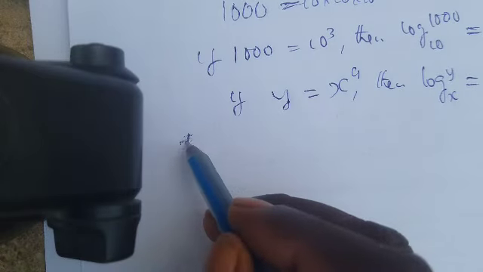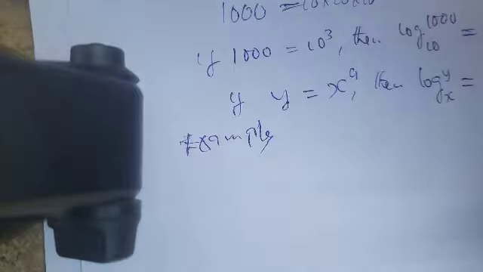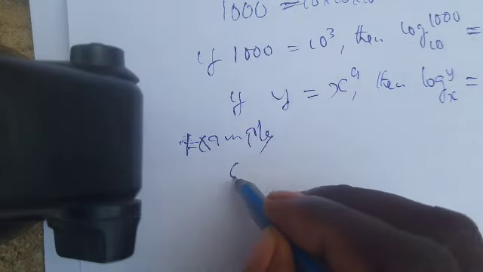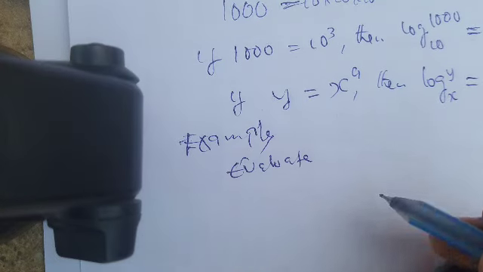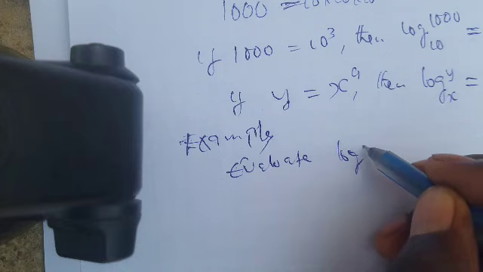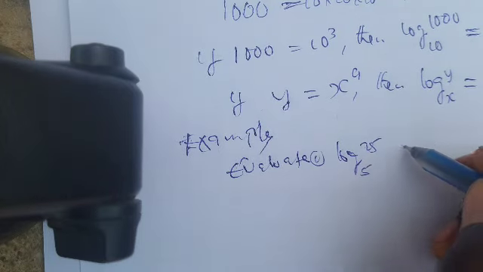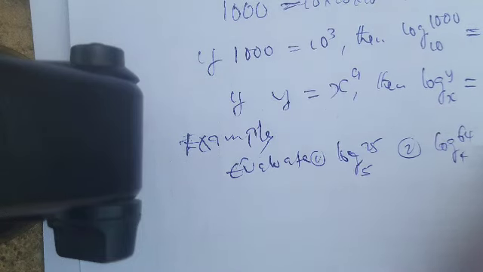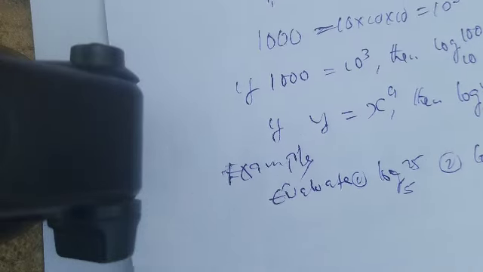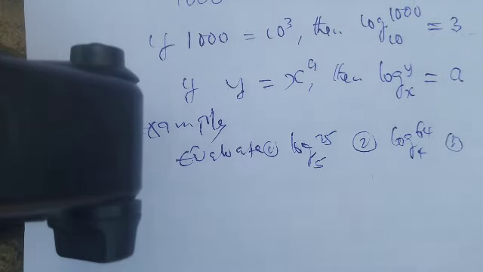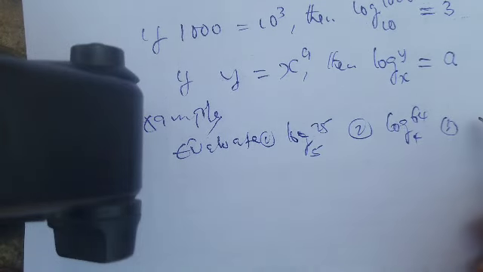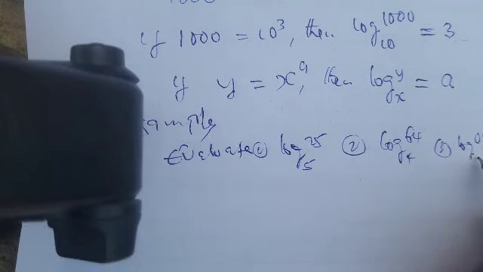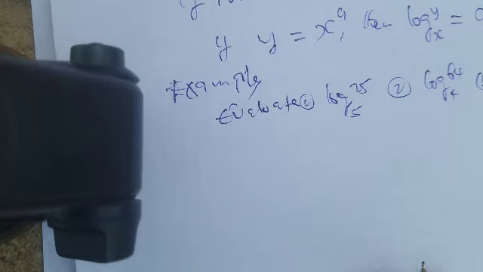For example, we evaluate: 1, log 25 base 5; 2, log 64 base 4; 3, log 0.5 base 2. So let us see how we can do this.